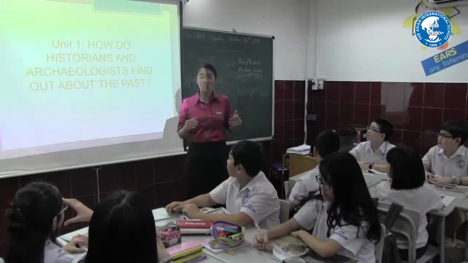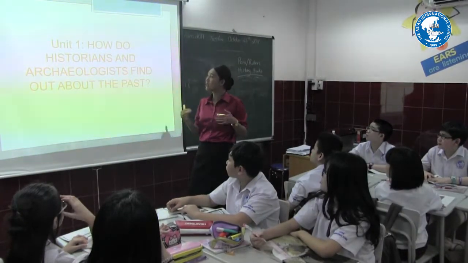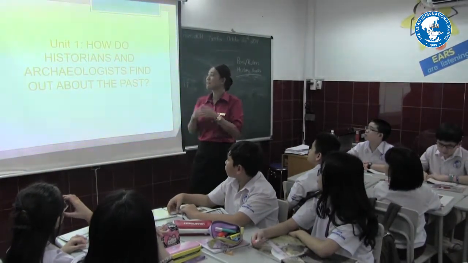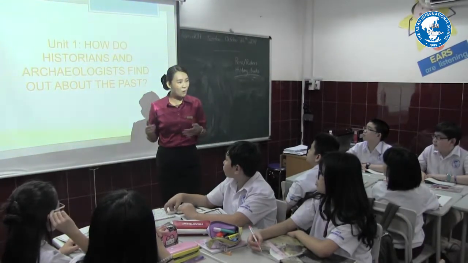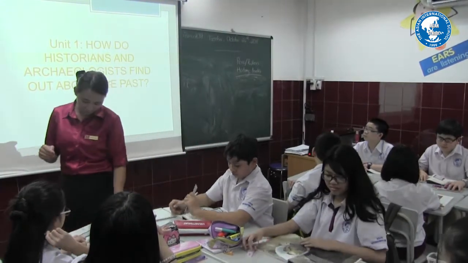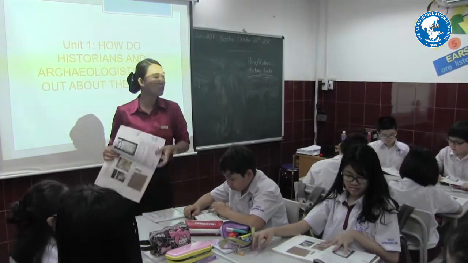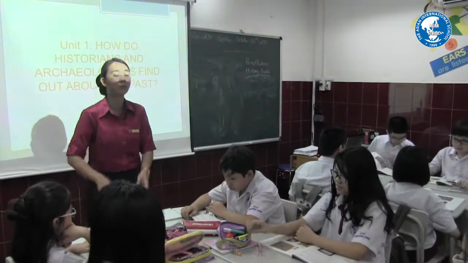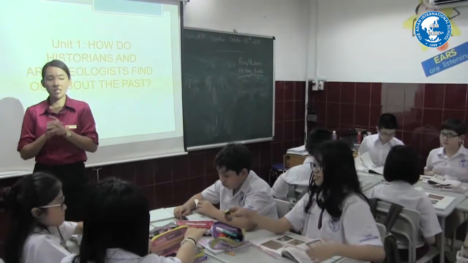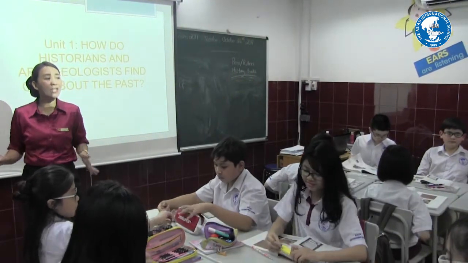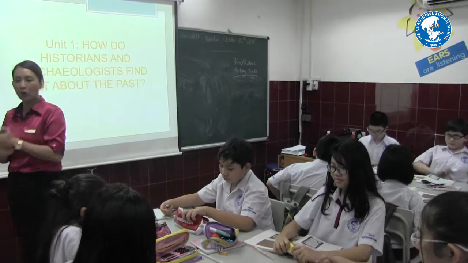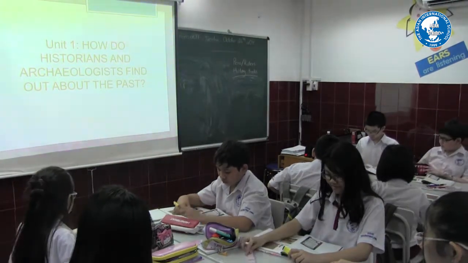We have not finished yet. So, Unit 1: how do historians and archaeologists find out about the past? Now, I want you to look at page 26. Get your highlighters. Some of you were not able to highlight some words, but this time I want you to look for key words about the word historian and archaeologist.